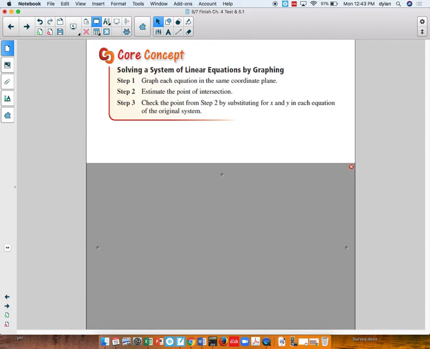And then step 3 is we're going to check the point from step 2 by plugging it into each of the equations in the original system. And it's really, really important that you do it in each equation. Please don't be lazy on this and just check it in one equation, because it's entirely possible to work in one and not in the other, as we just saw in the last example. So take a moment to pause the video and write out these 3 steps, and then resume the video whenever you're ready.